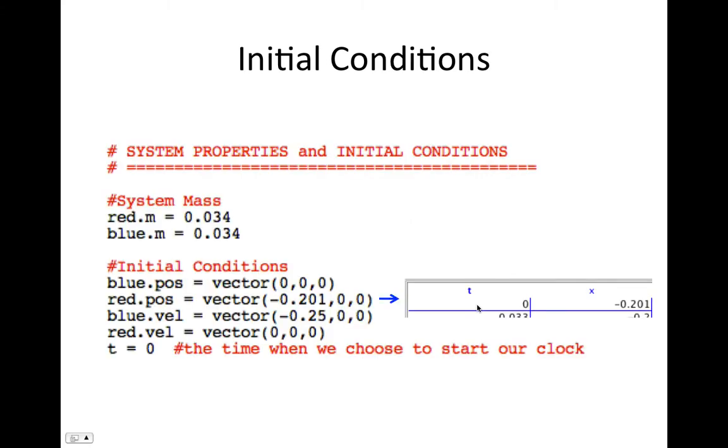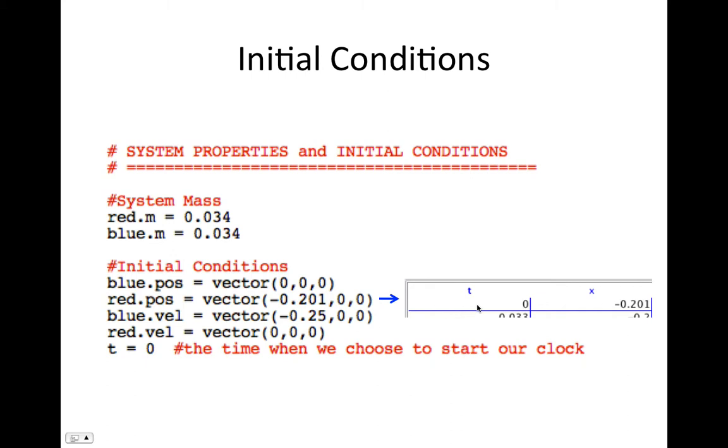Next, these principles were applied to a Python code. First, the initial conditions were set to mirror those of the experiment. The mass of the cars was 0.034 kilograms. The blue car started at the origin, moving in the negative x direction at a speed of 0.25 meters per second. The red car started at rest at negative 0.201 meters in the x direction, as shown in the information given in Tracker.